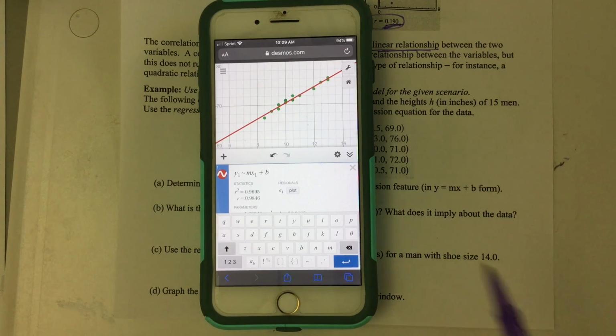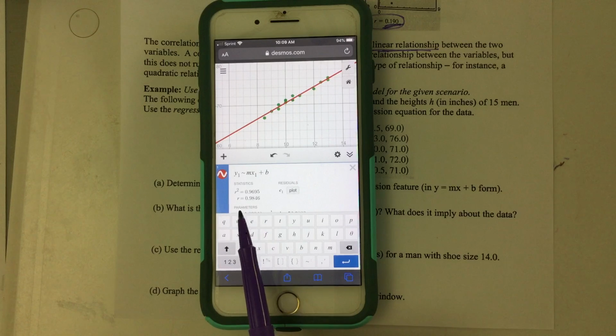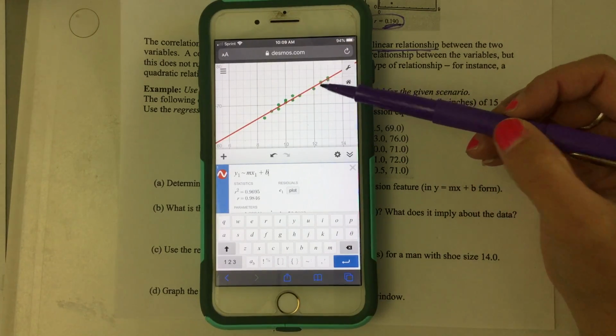Okay, now this is so cool, you guys. So that is the best line. That's your line of best fit. The calculator found it for us. Notice here is our R value. Our R value is 0.98. That is so close to 1. That's why these points are really, really close to the line.